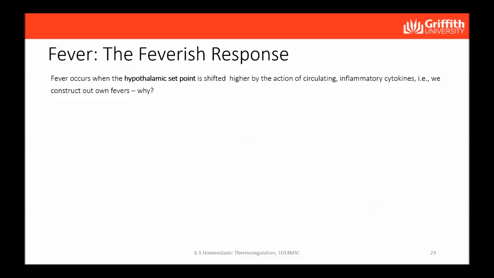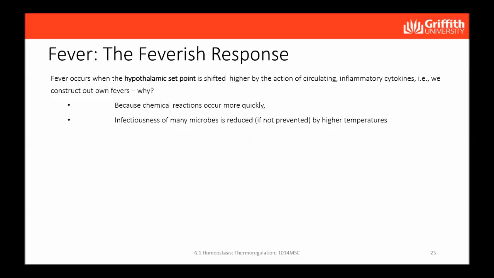Fever is controlled hyperthermia and occurs when the hypothalamic set point is shifted higher by the action of circulating inflammatory cytokines. This can be due to various reasons, such as infections, allergic reactions, and central nervous system injuries. Fever is considered an adaptive response that seems to benefit the body, because the chemical reactions can occur more quickly, and it also tends to inhibit the infectiousness or the spread of many microbes.